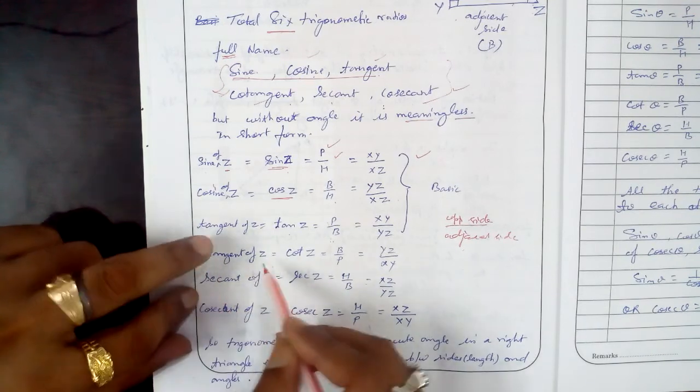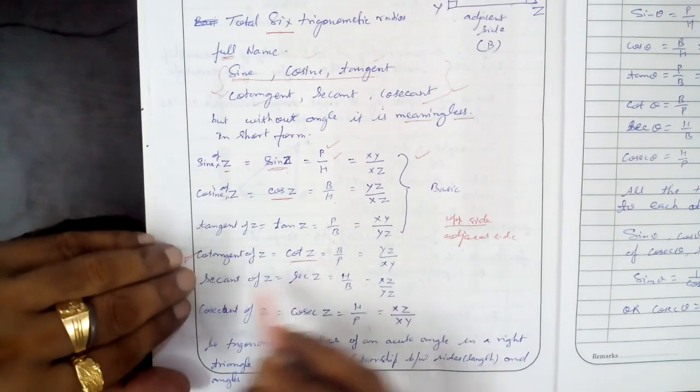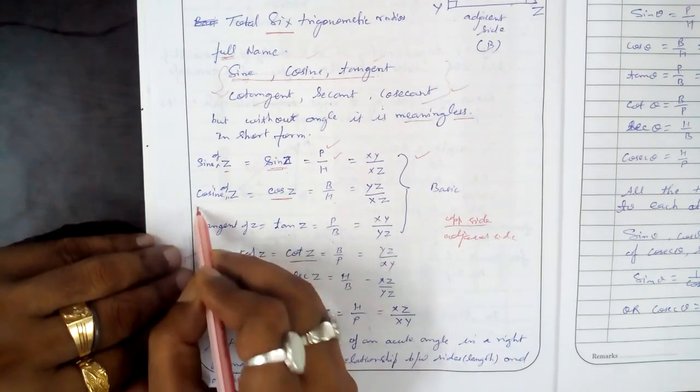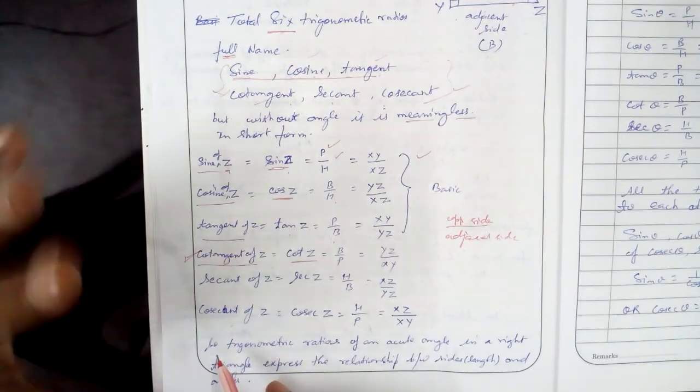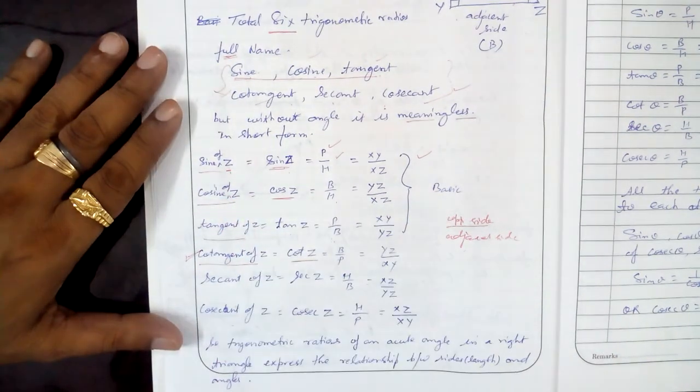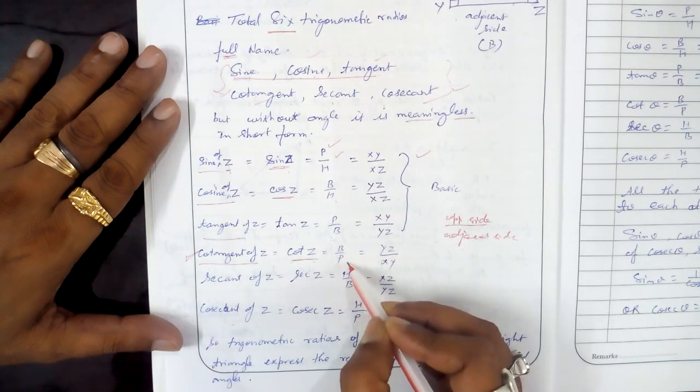Cotangent is the reciprocal of tangent. Cotangent means cot z. You will not need to read this; it is only for your knowledge. It is not necessary, but sometimes you will get these names in true or false questions and MCQs. Cot z means base upon perpendicular.